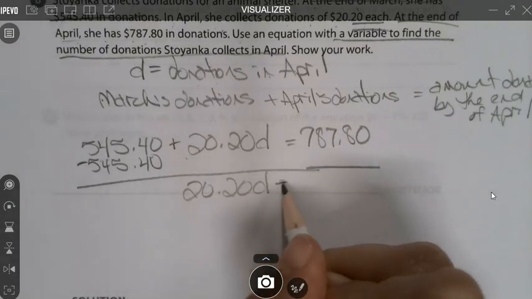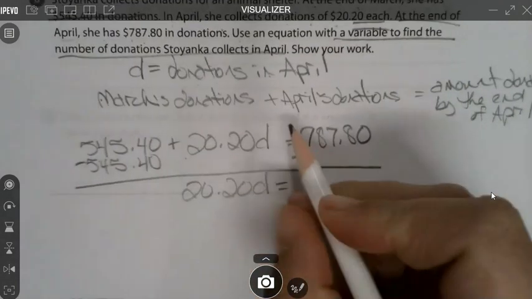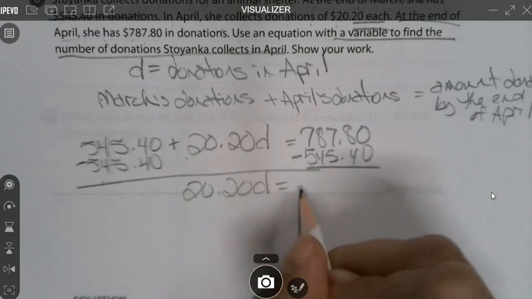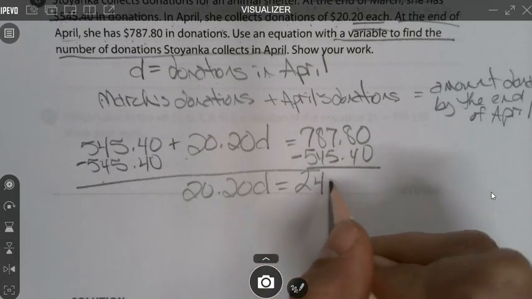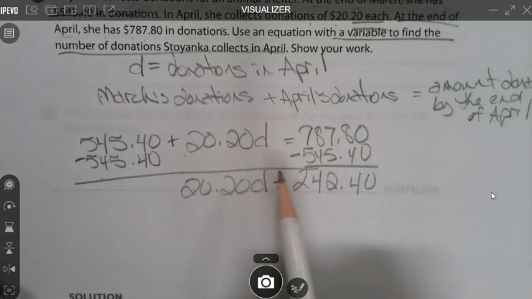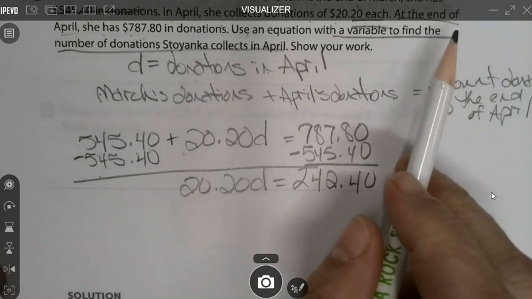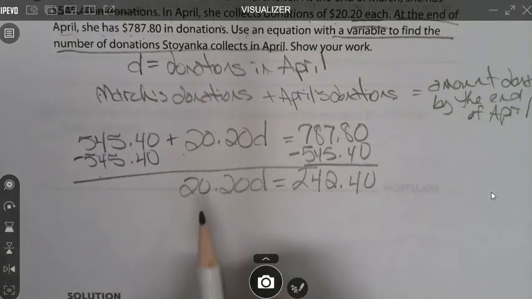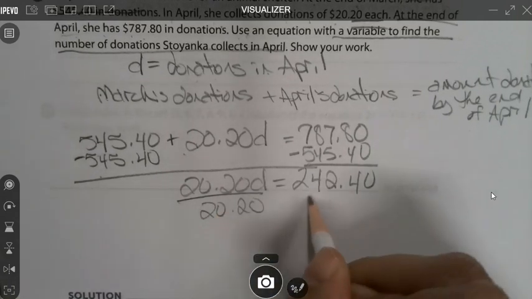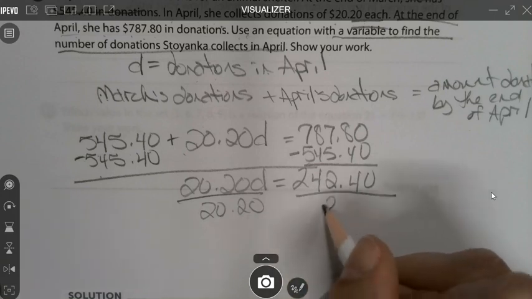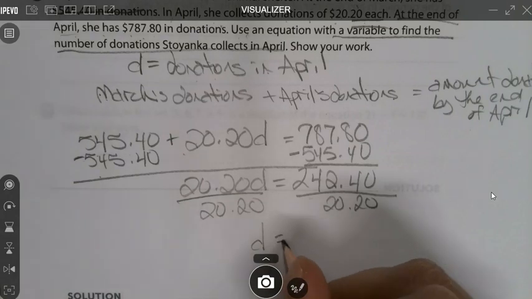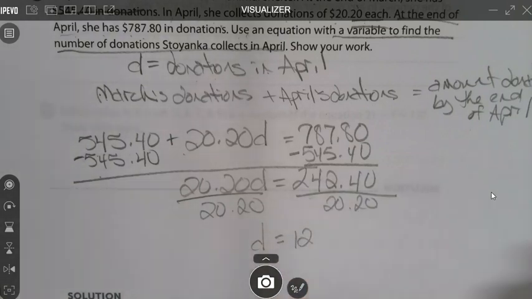So that would leave me with 20.20 D equals, remember I want to keep it balanced, so I need to subtract the same amount on the other side. And that would leave me with 242.40. And then if I want to use an equation with the variable to find the number of donations, I do have to solve for it. What's happening to my variable? It's being multiplied, so I want to divide it by the number I want to get rid of. Divide the other side by the same number to keep it balanced. And that would leave me with D equals 12.